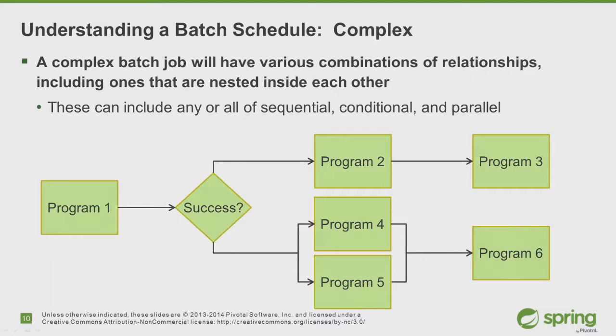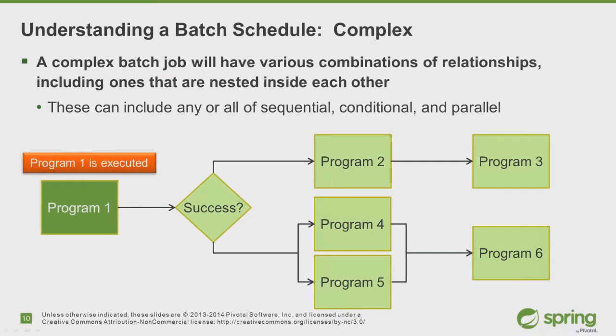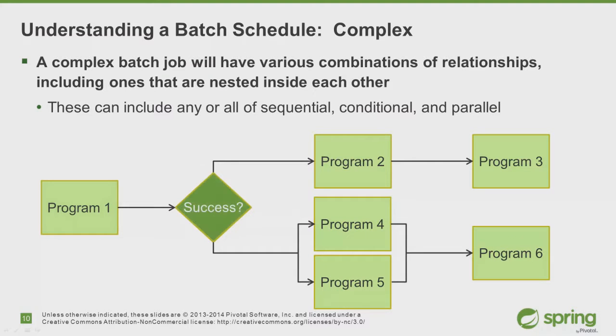So now let's look at a complex combination. You can see here represented on the screen are a series of programs and a couple of tests that would need to take place in order to determine whether or not these programs should execute and in what sequence they should execute. So we begin with program number 1. Program number 1 is executed first, just unconditionally. That's where the entire schedule starts. When it's through, success is tested.